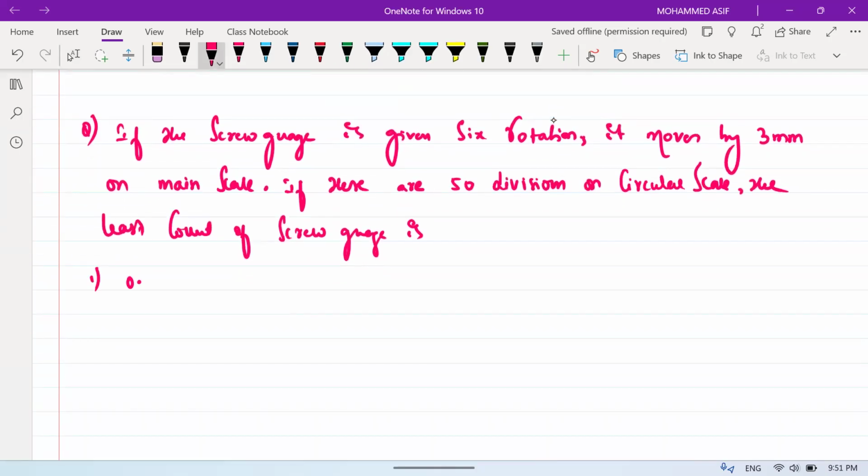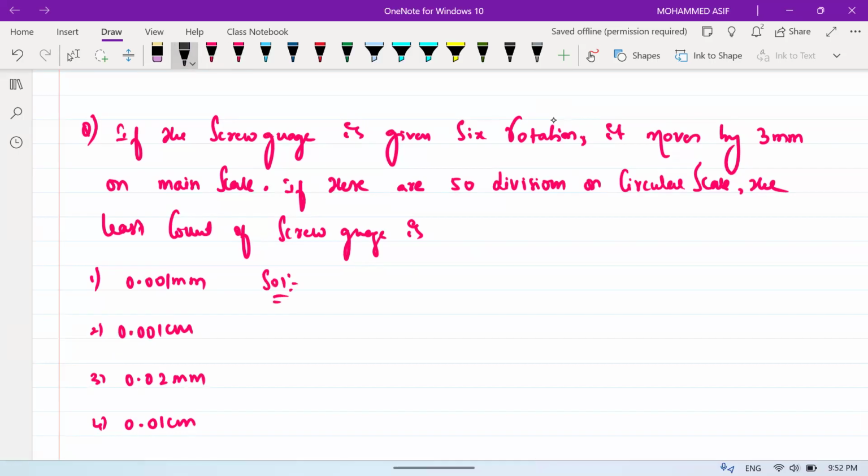Options given are 0.001 mm. Second option is 0.001 centimeters. Third option is 0.02 mm. And fourth option is 0.01 centimeters.